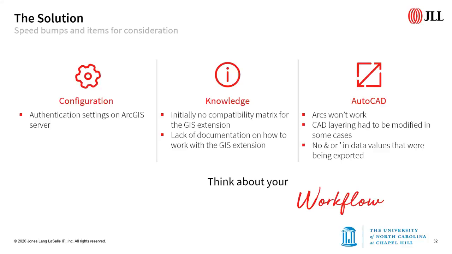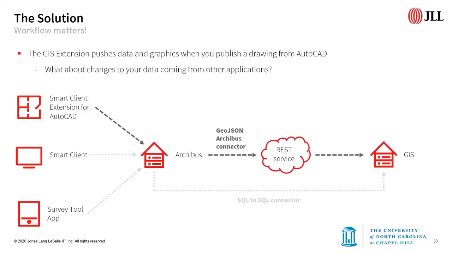But one of our biggest speed bumps was missing a key part of our workflow. The top half of this diagram shows the workflow we had initially accounted for in the project. So you have a floor plan, you're editing with the Smart Client extension for AutoCAD, and you publish the drawing. That pushes the data to GIS via a GeoJSON and REST service. And we did this for all 1,000 floors and had a current comprehensive floor plan layer in GIS.